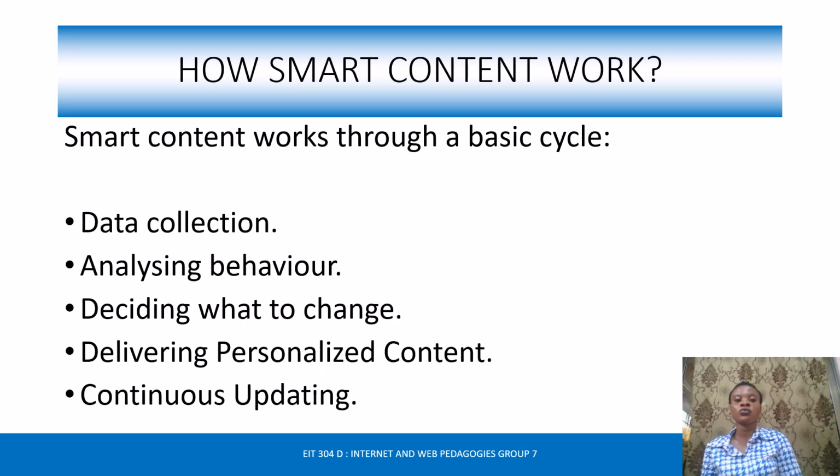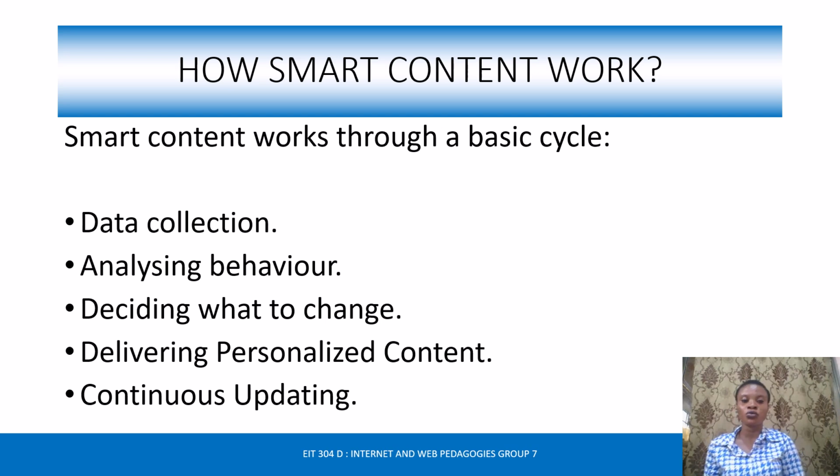And then we move on to how smart content works. So smart content works through a basic cycle. One is data collection. With data collection, that is where you gather data about users, such as their demographics. That involves the user's age, location, or even gender. And then the behavior of the user. That involves the pages visited, how frequent or time spent.